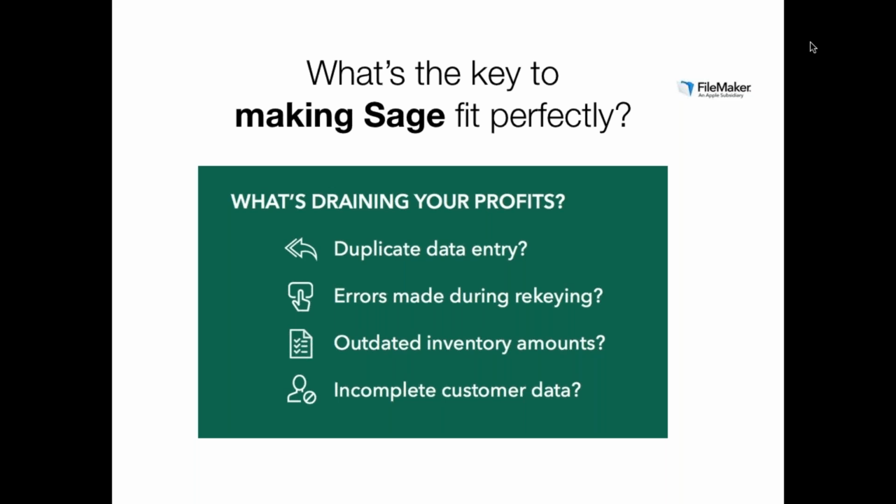So what's the key to making Sage fit perfectly? Well, we're finding that what's really draining the productivity of your business is duplicating entry: people going out doing some work and then coming back to some kind of central location, maybe the same employee or a different employee, double entering that data. That really introduces other issues around errors from rekeying that information. There are issues with outdated inventory amounts, especially when it's mobile workers out there, and incomplete customer data. It's a real issue.